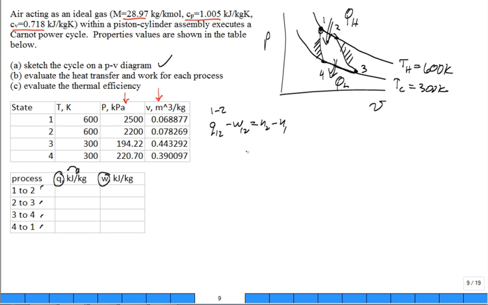Thumbs up if you agree. Good first law? All right. What about either term A is 0, term B is 0, or term C is 0? Clicker question. Tell me which one is 0. For this problem, for the process 1 to 2, either Q 1 to 2 is 0, work 1 to 2 is 0, or the change in internal energy is equal to 0. Which one?